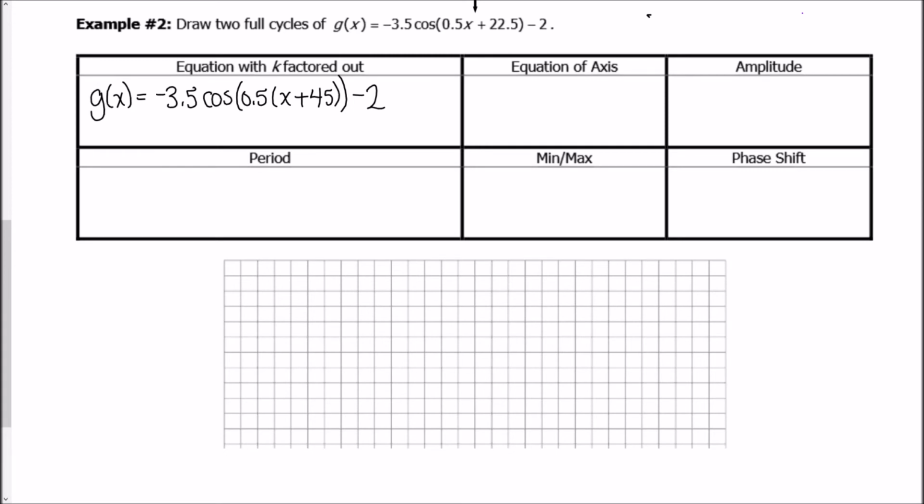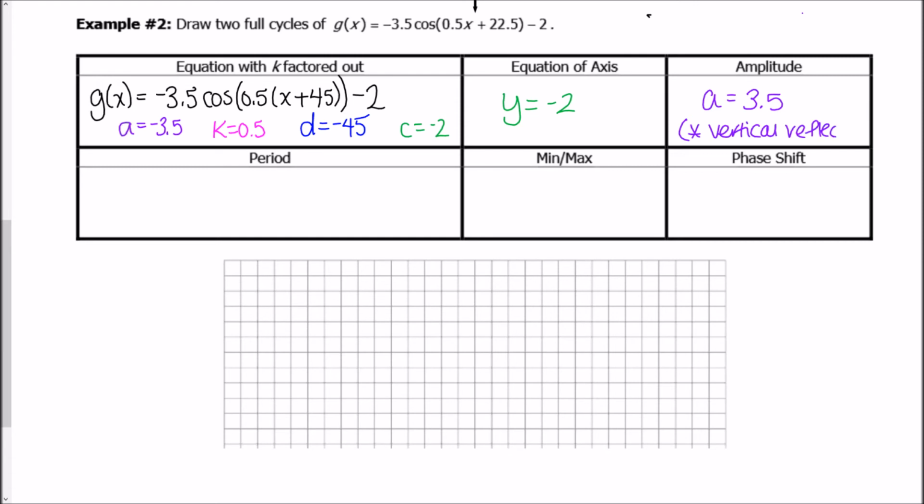So here we can say that a is negative 3.5. Okay, we can say that k here is equal to 0.5. We can say that d is negative 45 and that c is negative 2. So the equation of my axis is going to be y equals negative 2. Okay, the amplitude here is going to be 3.5. Okay, but don't forget that there is also a vertical reflection.